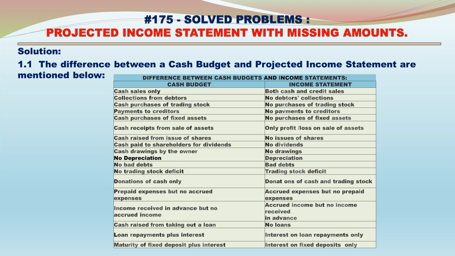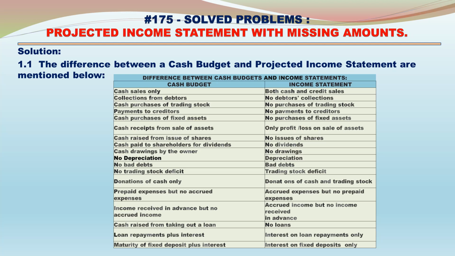In the cash budget, cash paid to shareholders for dividends. In the income statement, no dividends. In the cash budget, cash drawings by the owner. In income statement, no drawings. In the cash budget, no depreciation. In the income statement, depreciation. In the cash budget, no bad debts. In the income statement, bad debts are available.